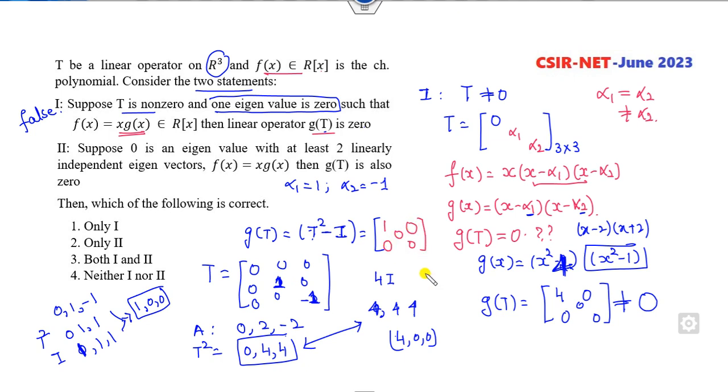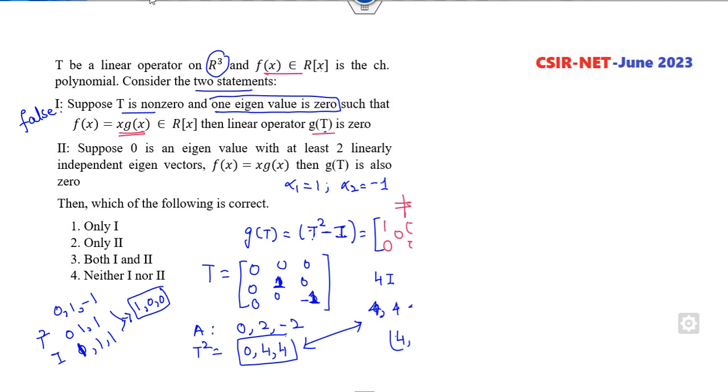So if this matrix has the eigenvalues 1, 0, 0, it means the matrix could be of this nature, which clearly says that it is non-zero. Fine. Now look at the second statement. What does the second statement say to you?